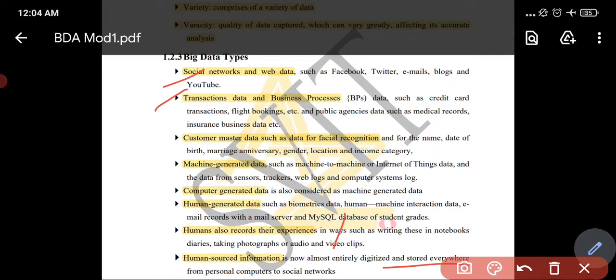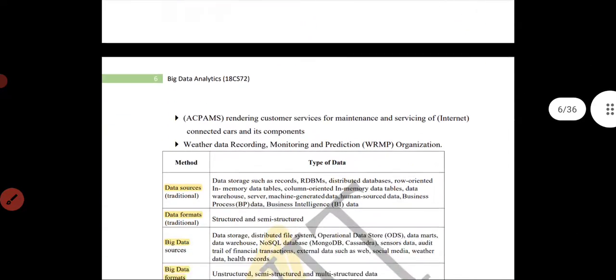So these are all the different types of big data that is being generated each day. It may be social network or web data such as from Facebook, or credit card details, flight booking, that is transaction data, and customer master data, that is gender, location and income category. Machine generated data, computer generated data, human generated data. Humans also record their experiences, human sourced information. These are all the different types of data being generated.